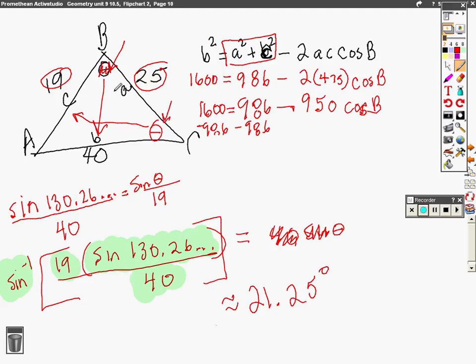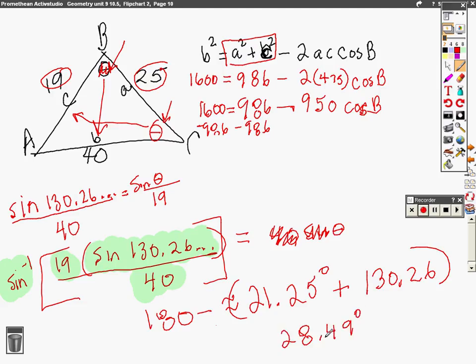So now you got this angle, 21.25. So now you have two of the angles, and we're going to round a little bit. Take this answer, add it to our first answer, which was 130.26, and that'll get you the two angles added up. So what do you do to get the third angle? We're going to do 180 minus this answer, and that will get us about 28.49 degrees. And there is how you're going to use the law of cosines and the law of sines to get the angles when you have three sides.